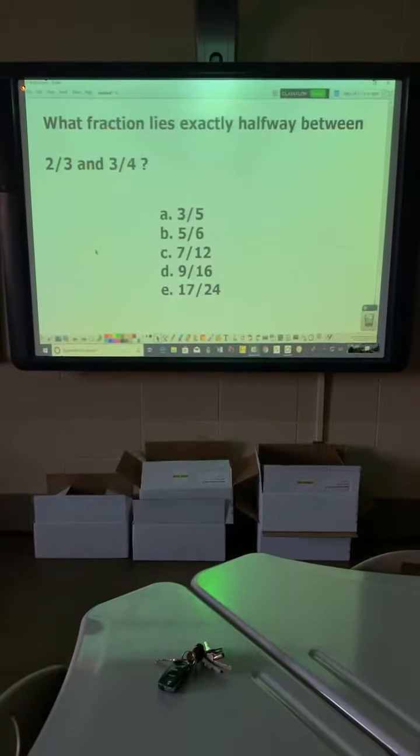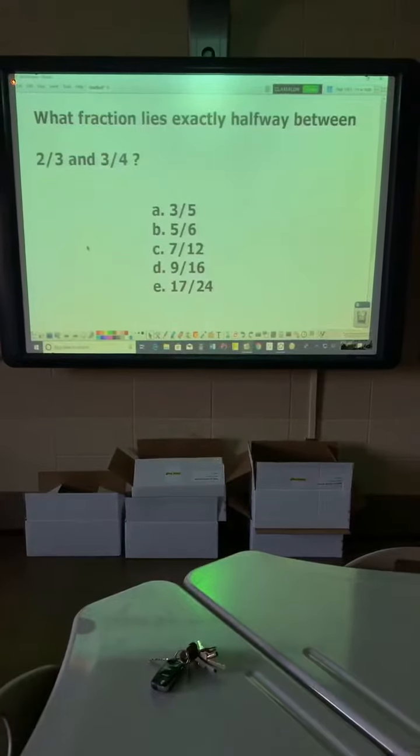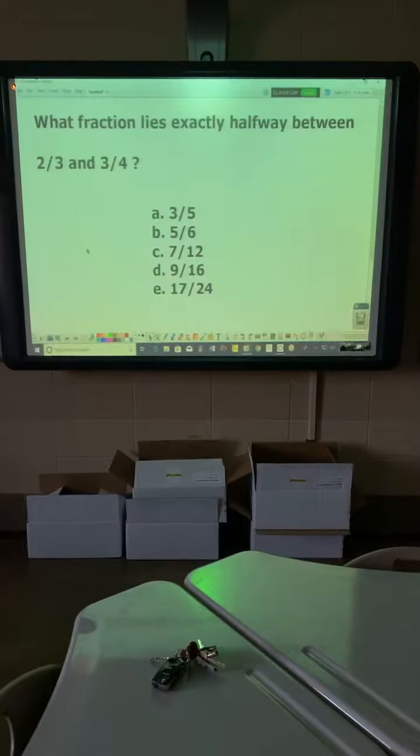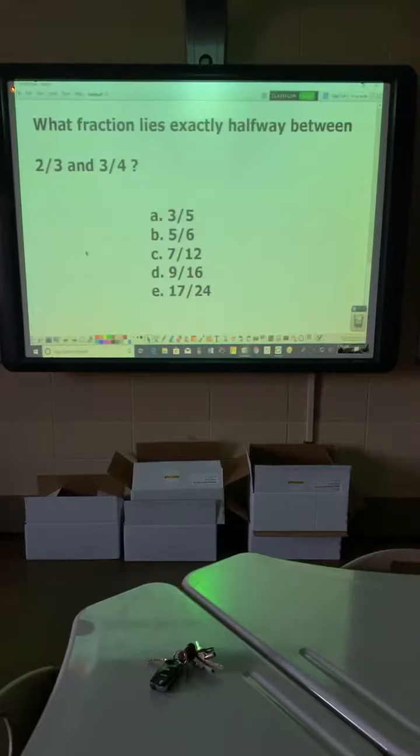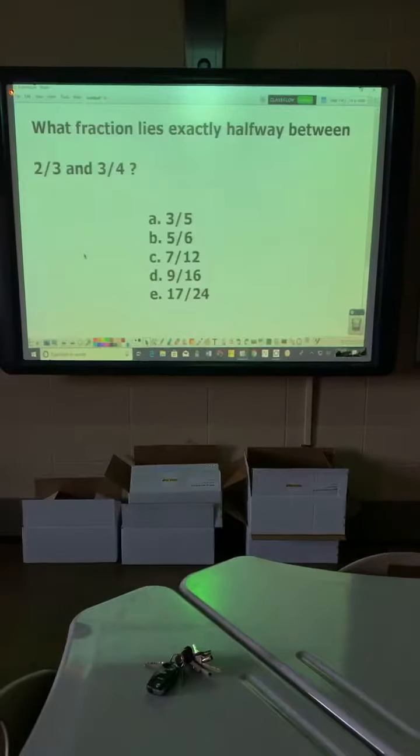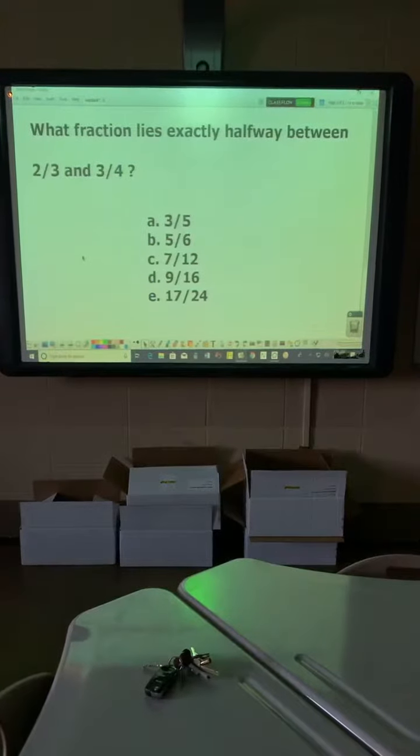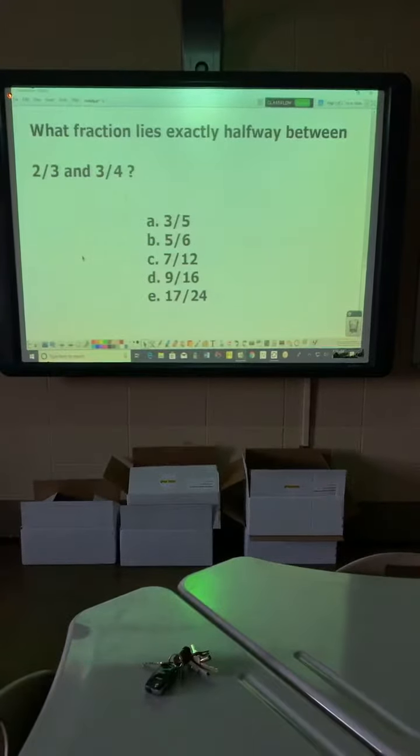Today I'm going to do some more problems, a couple of ACT questions that will be dealing with fractions. I always like to jump back to fractions as much as possible. This question asks, what fraction lies exactly halfway between 2/3 and 3/4? You have 3/5, 5/6, 7/12, 9/16, and 17 out of 24.